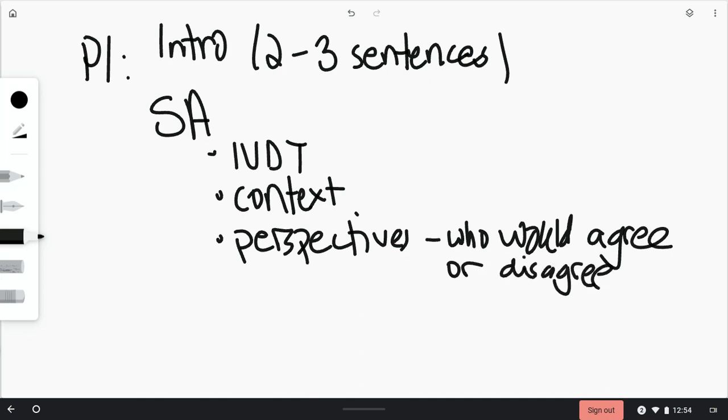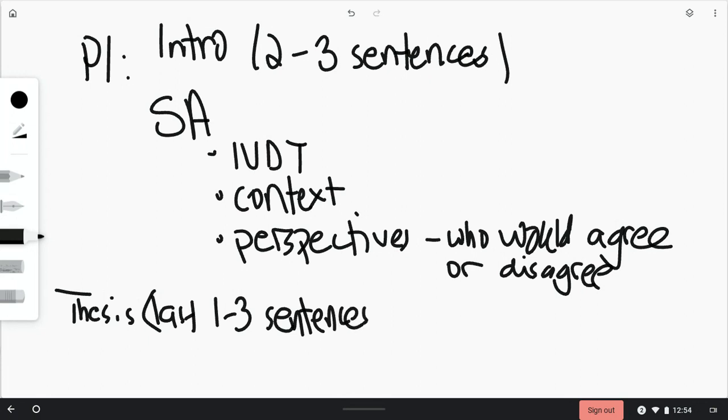This brings you to your thesis. So last, 1 to 3 sentences. I recommend making your thesis towards the 1 sentence, but again, it can be a few. If your thesis is 4 or 5 sentences, it is not effective.